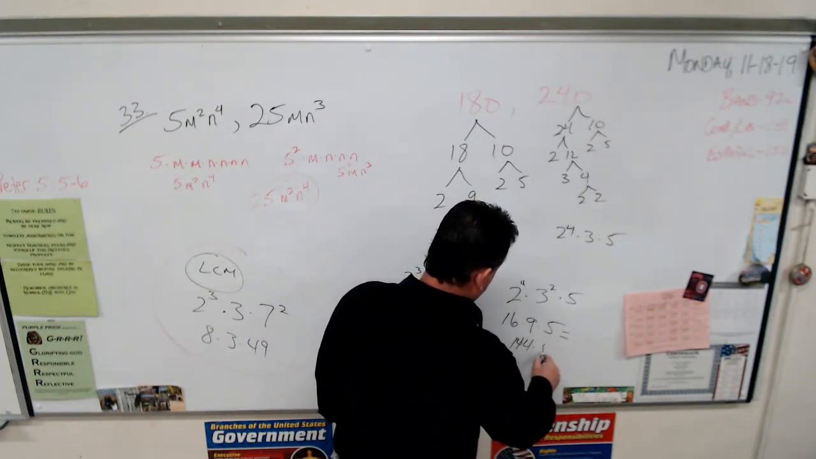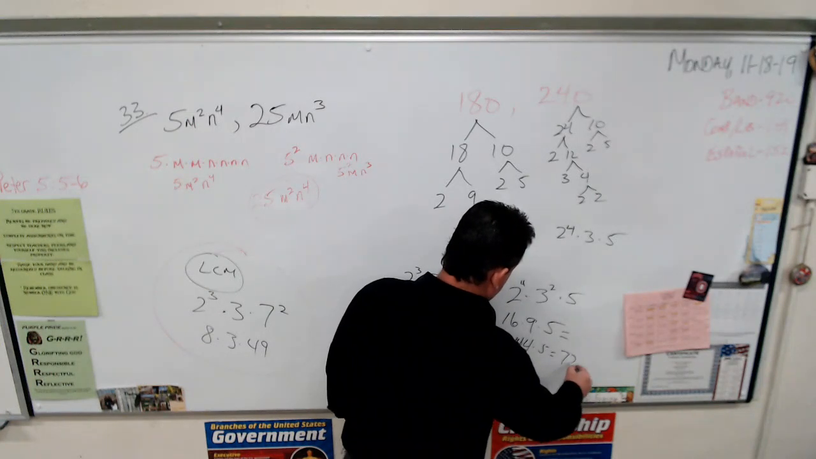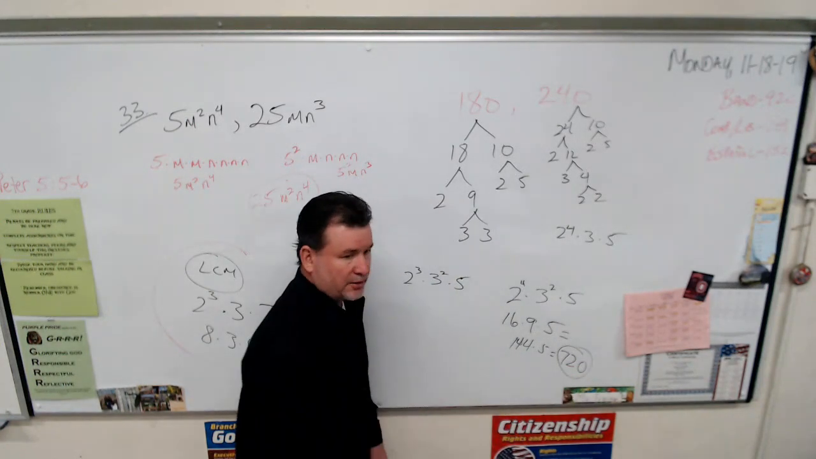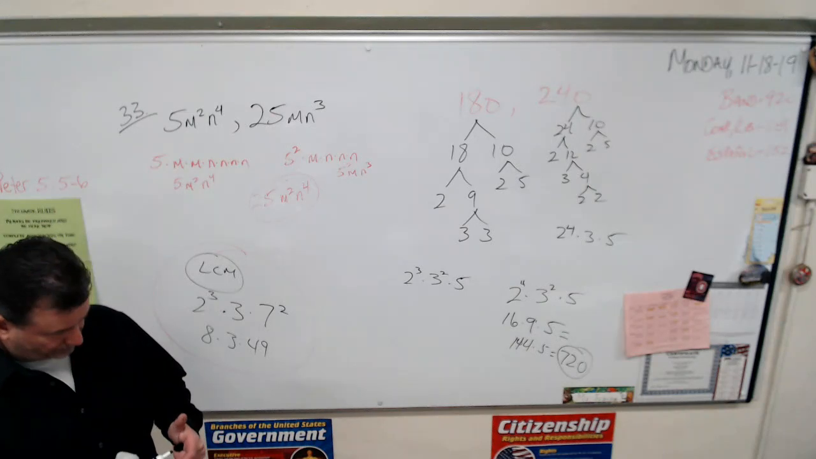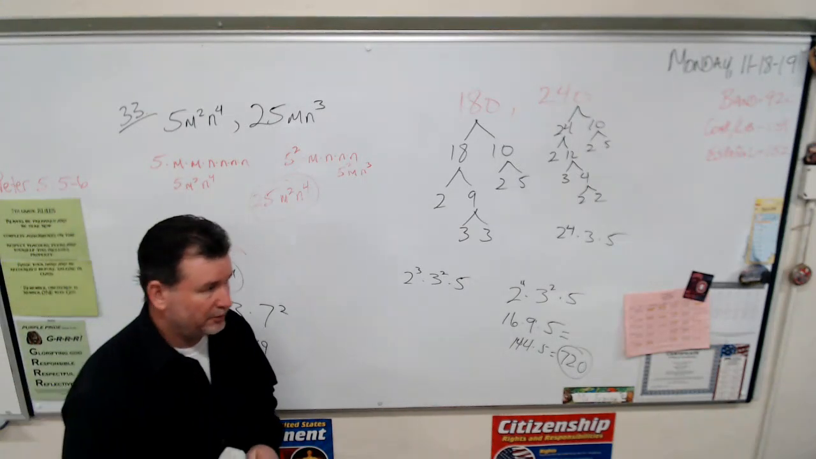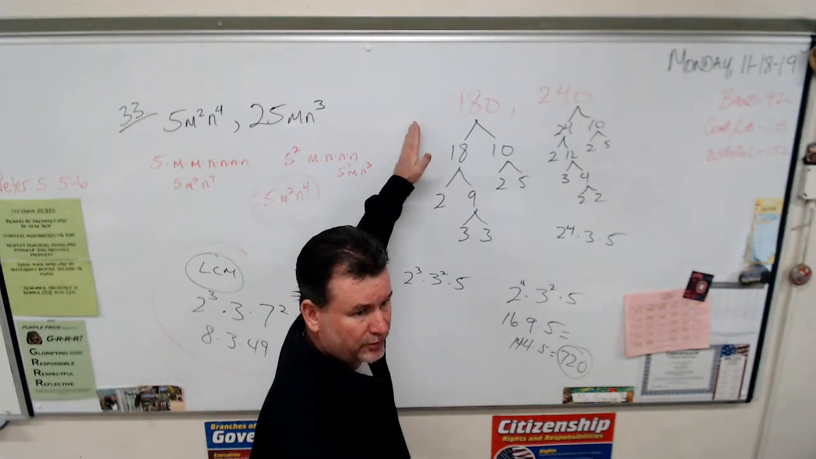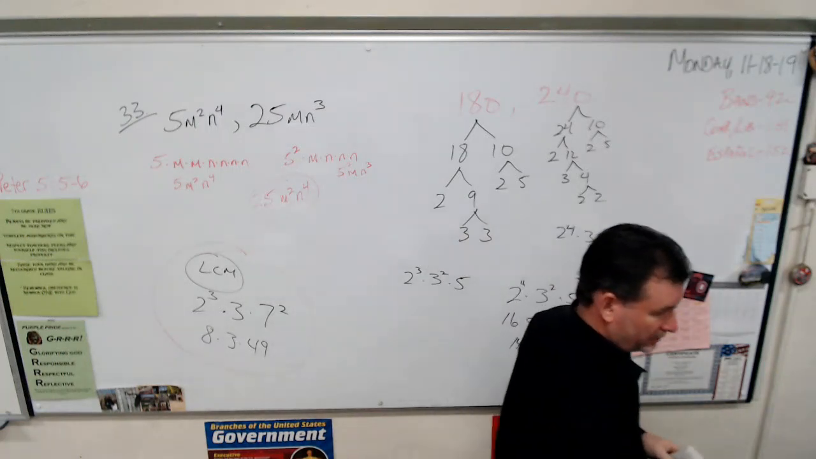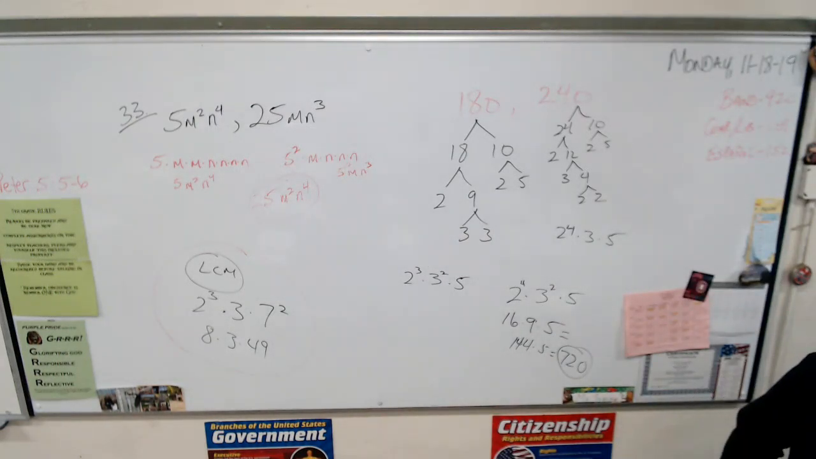144 times 5. 720 for number, what number was that? 32. Yes, ma'am. Did you do 40 of them?